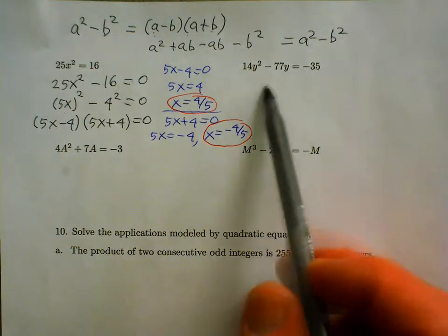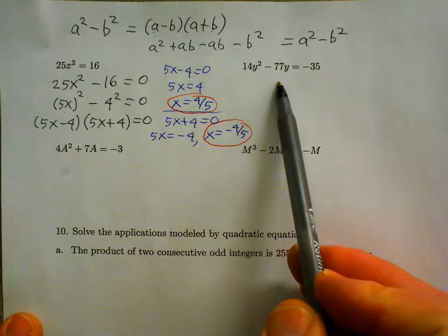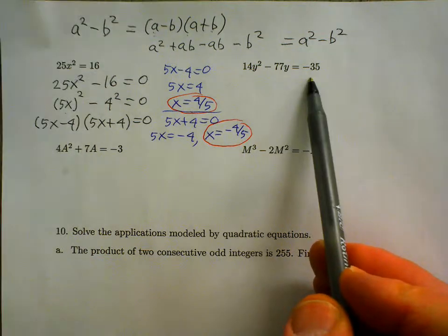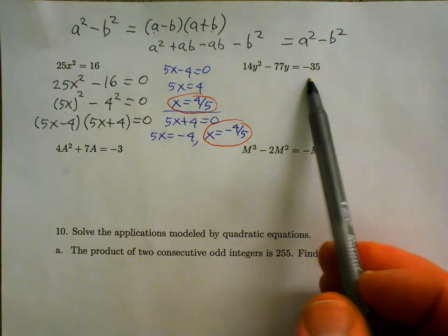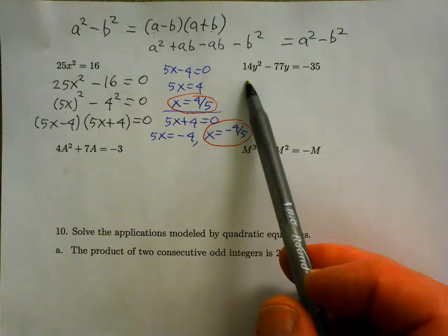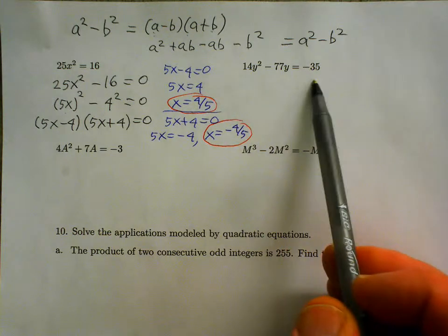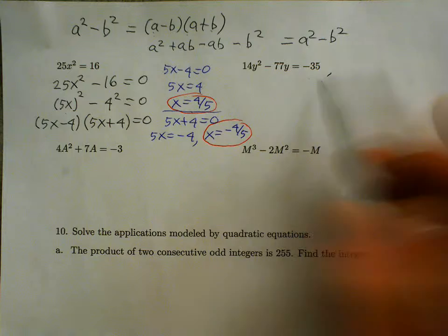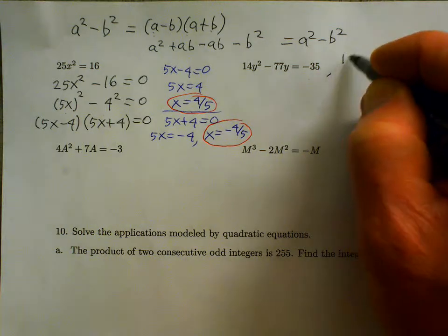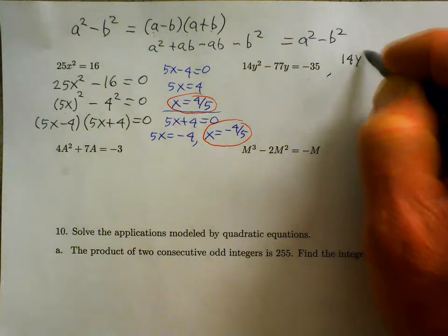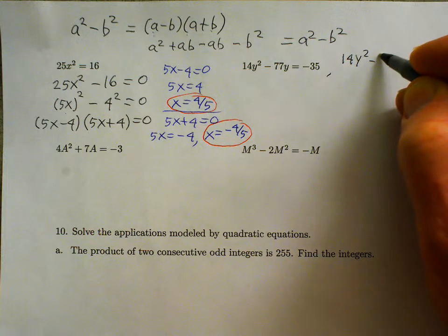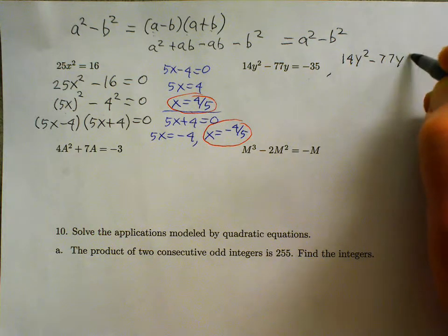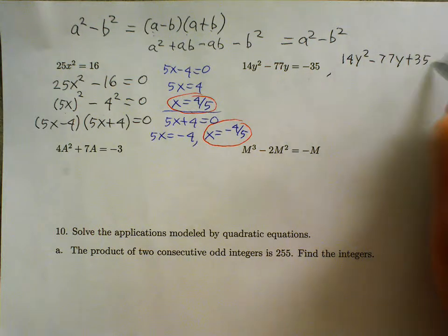Okay, the next one, 14y squared minus 77y equals negative 35. If we solve by factoring, we want one side to be 0. So we'll add 35 to both sides. And we get 14y squared minus 77y plus 35 equals 0.